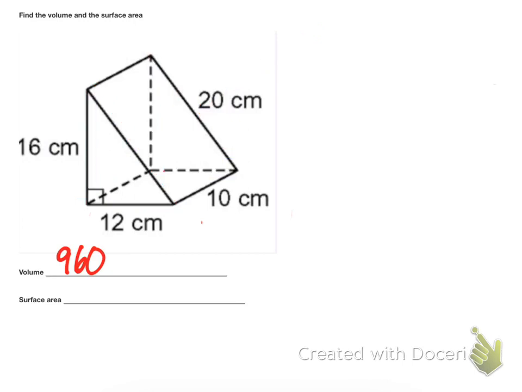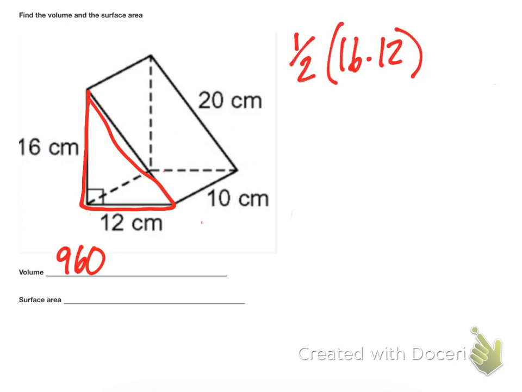So our formula for this one, what we need to do is we've got 5 sides. If we're finding the surface area, we need to find the area of all of the sides. So here, we've got the 5 different sides. Let's look at this side first. We have 1/2 of 16 times 12. But how many of those sides do I have?